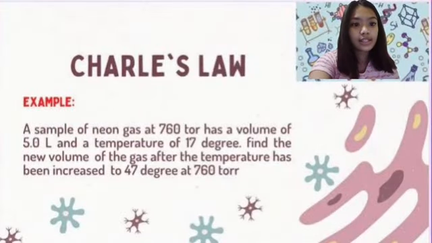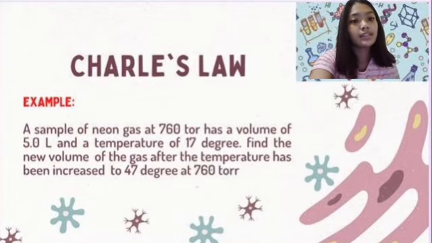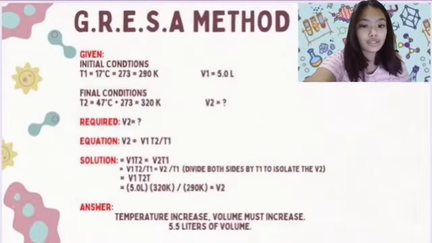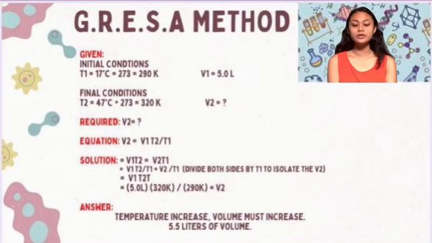Or V1 over T1 equals V2 over T2, or V1T2 equals V2T1. Example: a sample of neon gas at 760 torr has a volume of 5.0 liters and a temperature of 17 Celsius. Find the new volume of the gas after the temperature has been increased to 47 Celsius at 760 torr. Initial conditions: T1 equals 17 Celsius plus 273 equals 290 K, V1 equals 5.0 liters. Final conditions: T2 equals 47 Celsius plus 273 equals 320 K, V2 is the question mark.